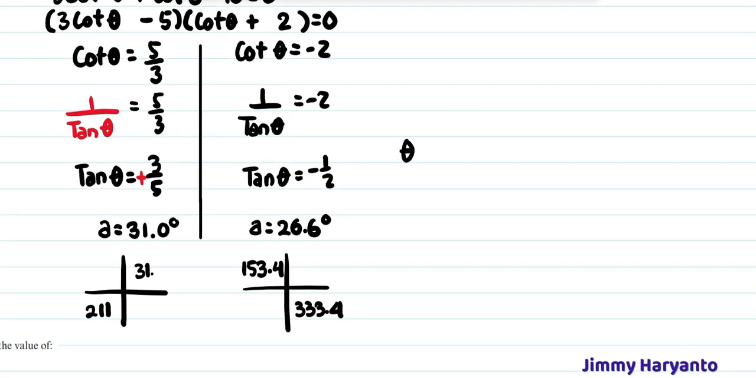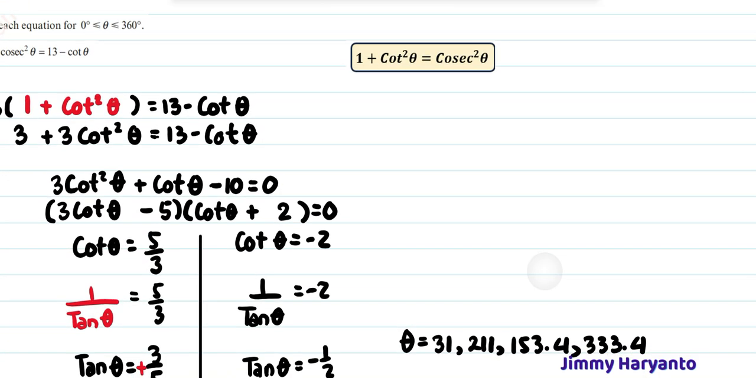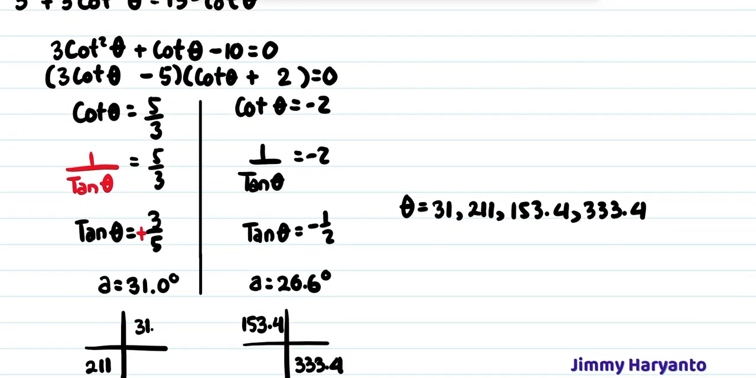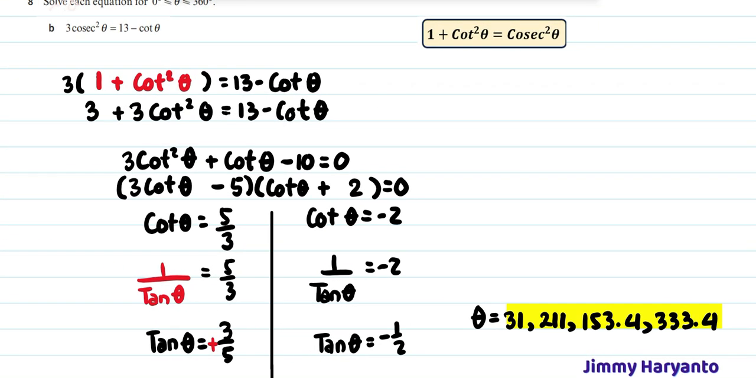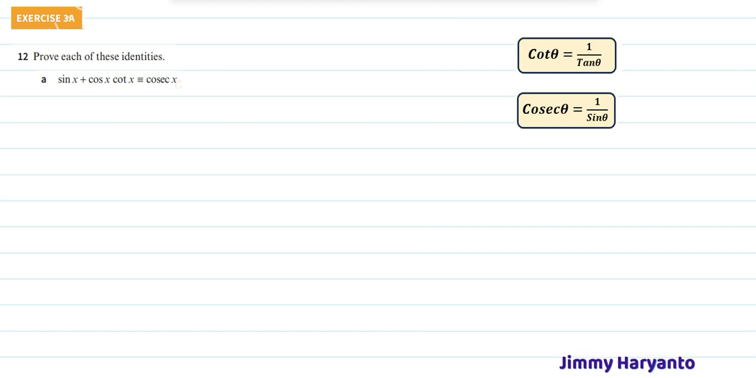So theta equals to 31, 211, 153.4, 333.4, and the boundaries is from 0 until 360, so all of them is the answers. And then what next? Oh, that's it. Okay guys, next is this one.